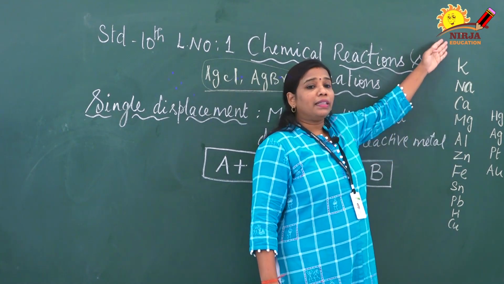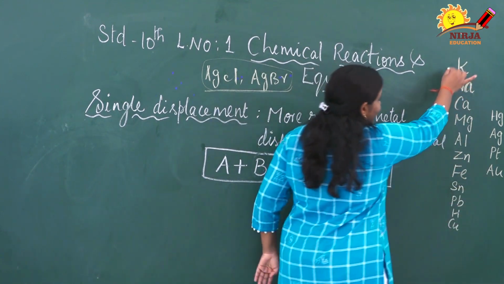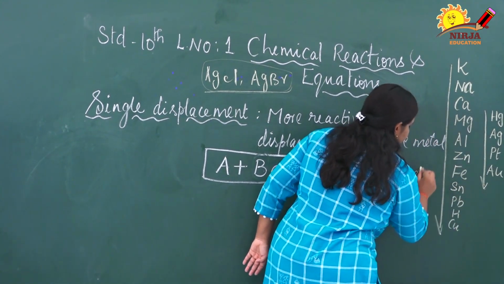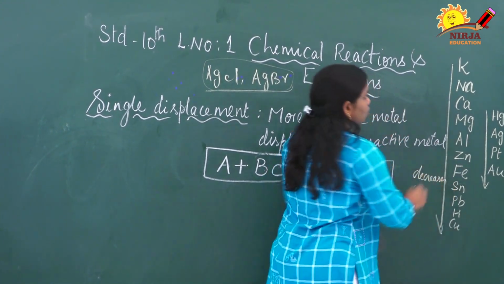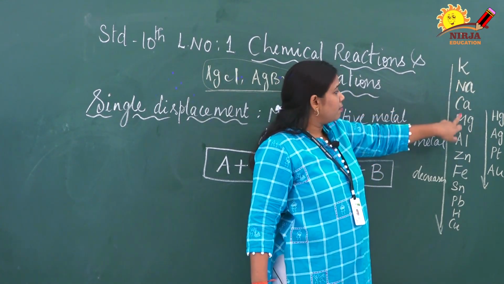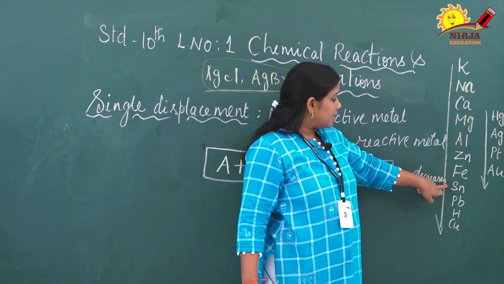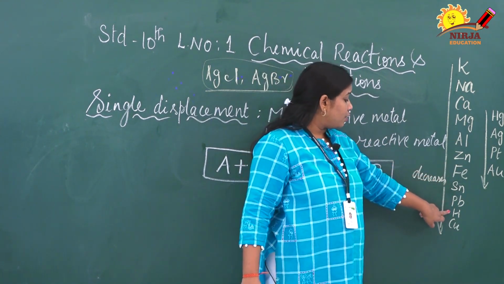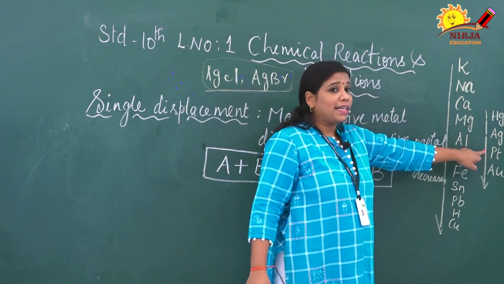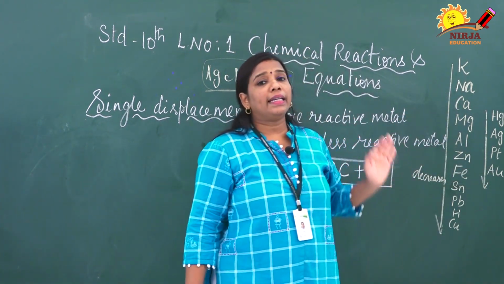If you see this, the topmost metal has higher reactivity than the last one. So in the metal reactivity series, as it goes down, the reactivity decreases. So the top one is more reactive: potassium, that is kalium, natrium, calcium, magnesium, aluminum, zinc, ferrum, stannum, that is tin, plumbum, hydrogen, copper, hydrargyrum, that is mercury, argentum, that is silver, platinum, and aurum, gold. These are the 15 elements involved in the metal reactivity series.